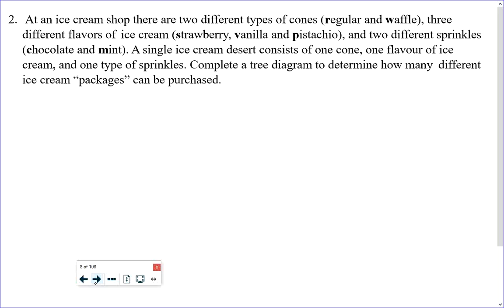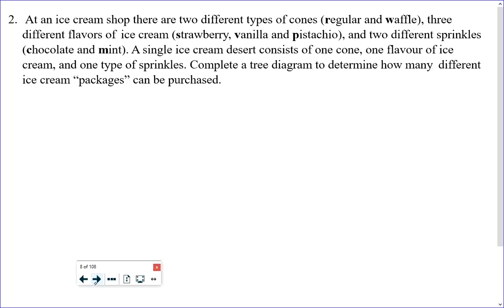You say to the vendor, no, I don't want sprinkles. They say, go away. You have to have a cone, you have to have ice cream, you have to have sprinkles. I'll talk in a second about what happens if you have an option of having sprinkles or not. So a single ice cream dessert consists of choosing a cone, choosing a flavor of ice cream, and choosing sprinkles. How many different ice cream treats can you buy?